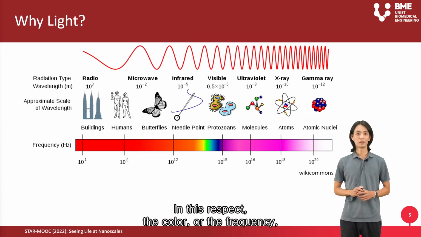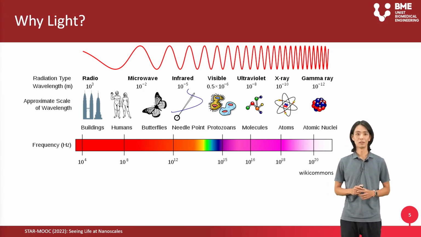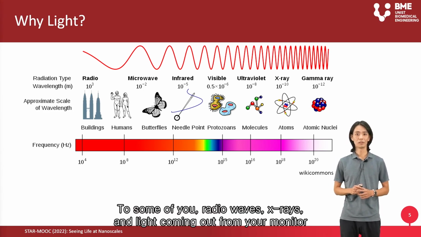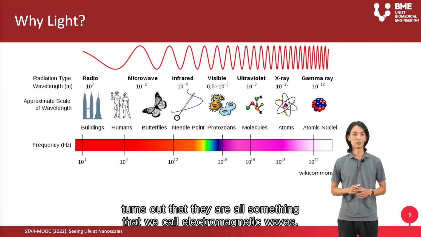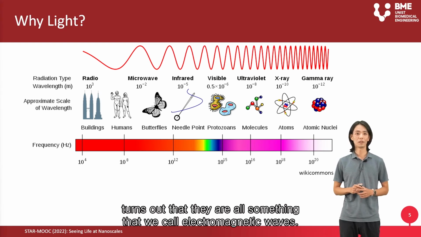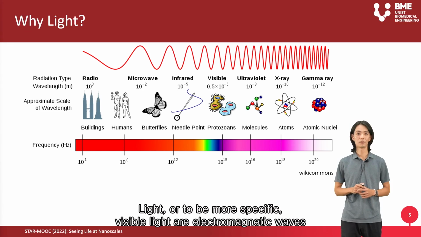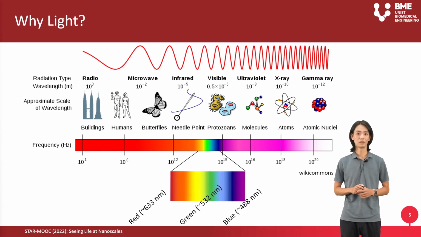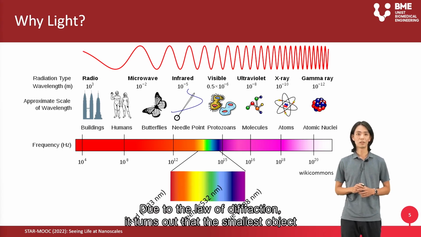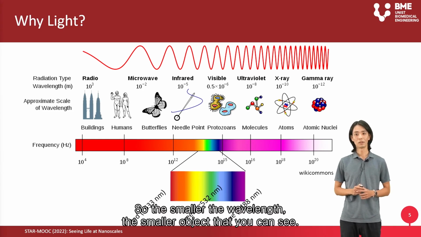In this respect, the color or the frequency or wavelength of light is very important for different sensing applications. To some of you, radio waves, X-rays, and light coming out from your monitor screen may appear as totally different concepts. However, it turns out that they are all something that we call electromagnetic waves. Light, or to be more specific, visible light, are electromagnetic waves with the wavelengths in the range between about 450 to 650 nanometers. Due to the law of diffraction, it turns out that the smallest object that you can image is limited by the wavelength that you use. So the smaller the wavelength, the smaller object that you can see.